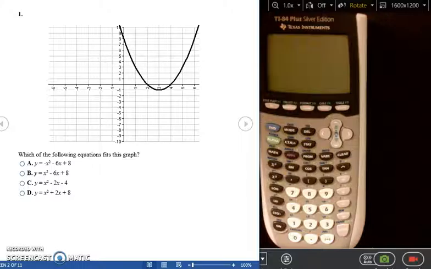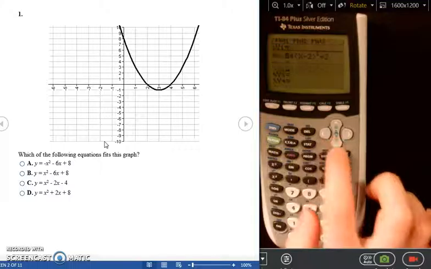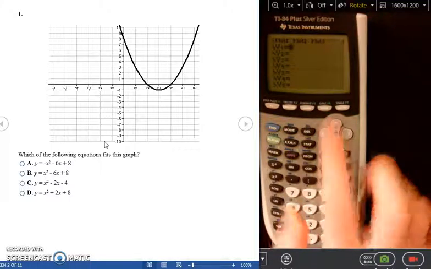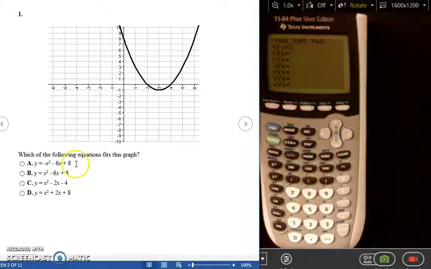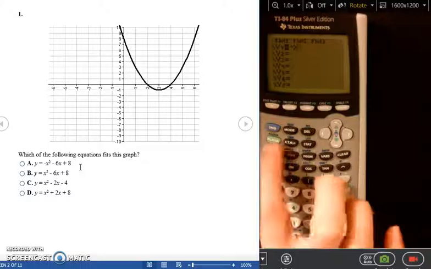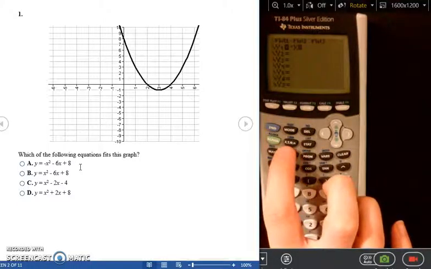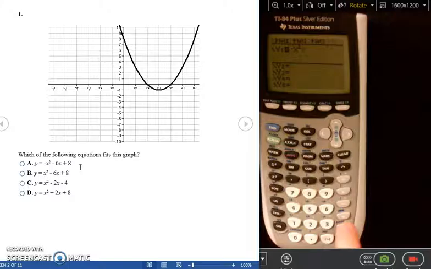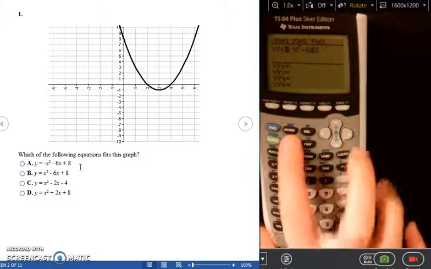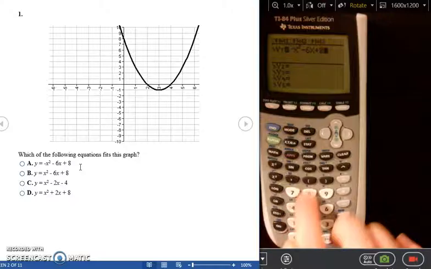So this first question gives you a graph and asks you which equation matches the graph. So what I can do is just graph each of these equations and see which one gives me this picture. I'm going to go into y equals, and clear out anything that might be remaining in there. And I'm just going to put my first choice into y equals. So I'm going to do negative x, and I use this button right here beside alpha with the x at the beginning to get my x, squared minus 6x plus 8.